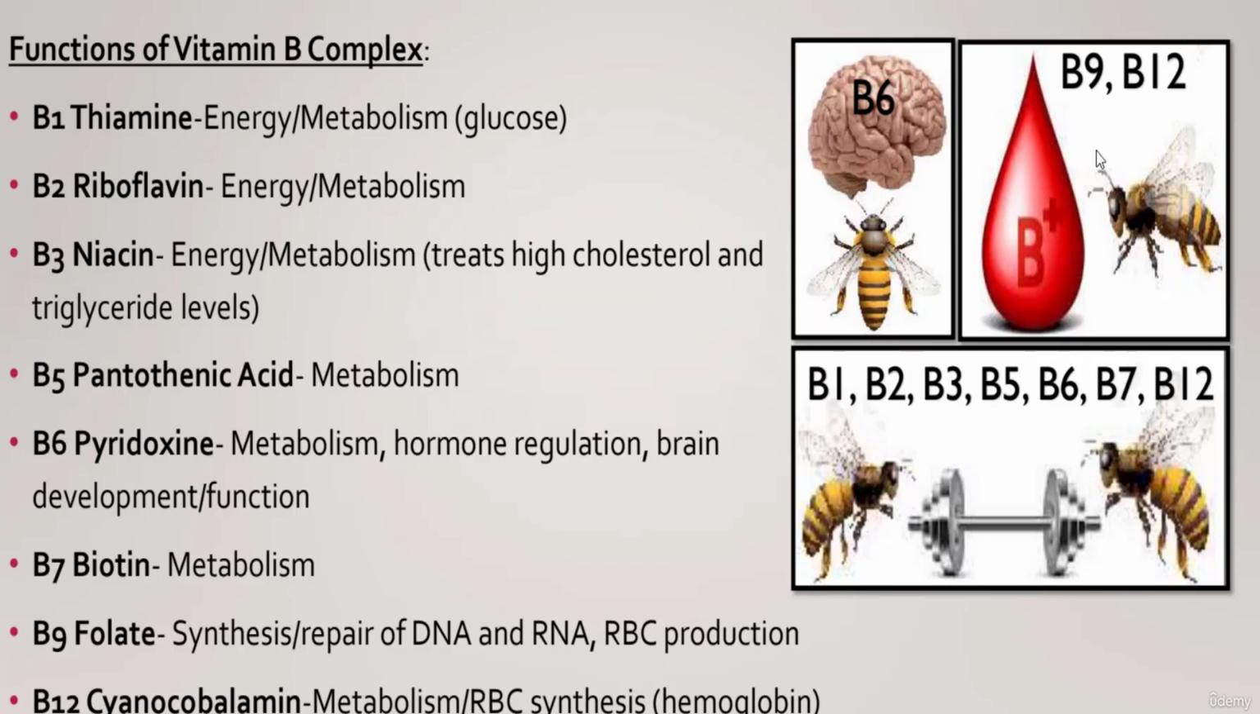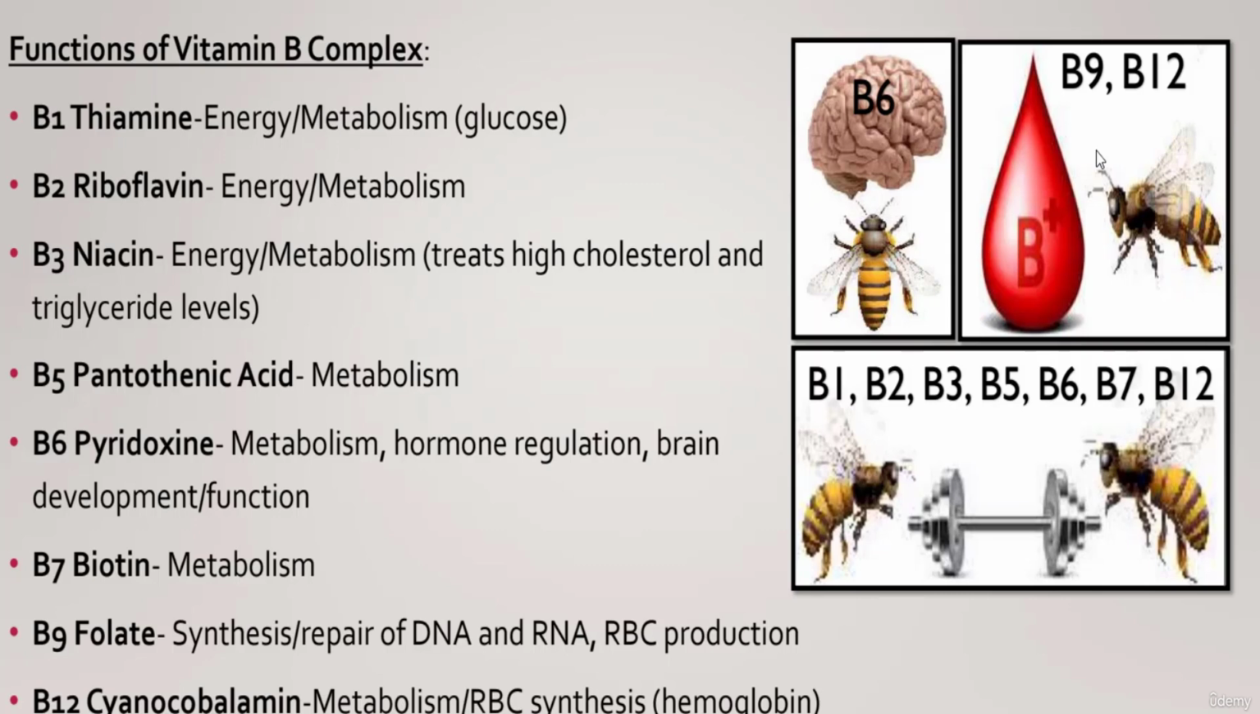Now, here are the functions of the vitamin B complexes. So you have B1 thiamine, energy metabolism and glucose, B2 riboflavin, energy metabolism, B3 niacin, energy metabolism, B5 pantothenic acid, which is also for metabolism.